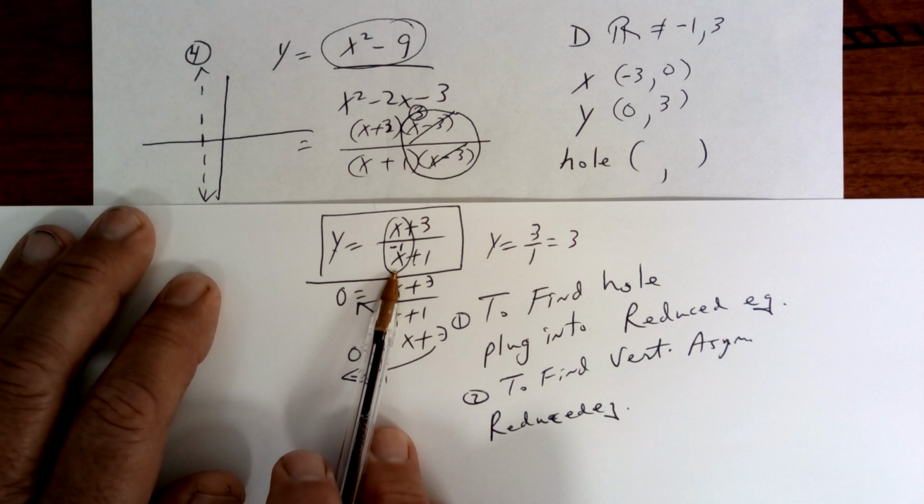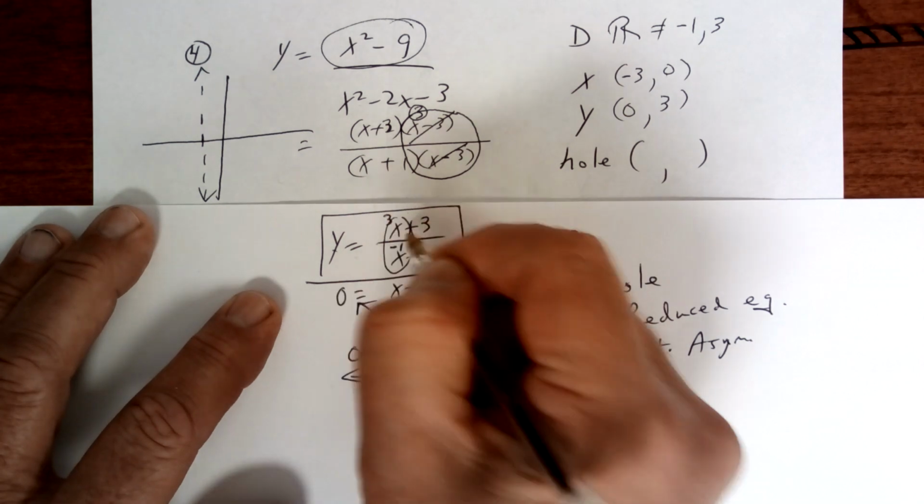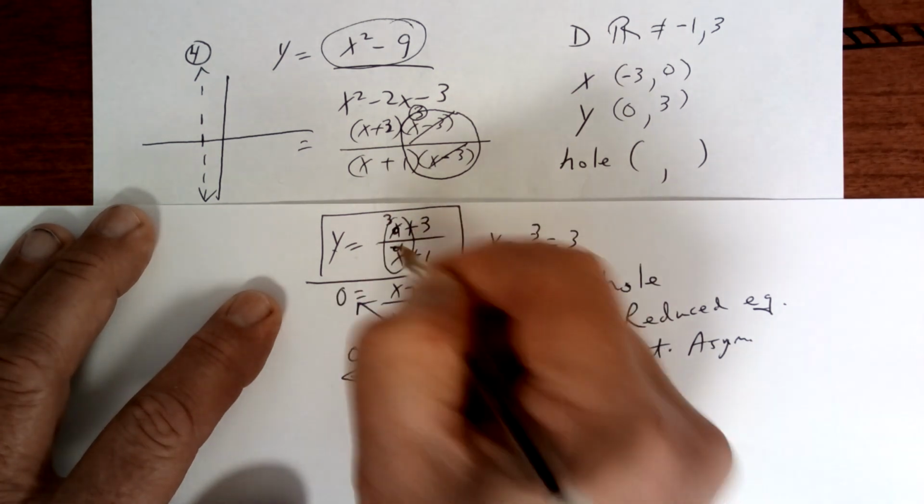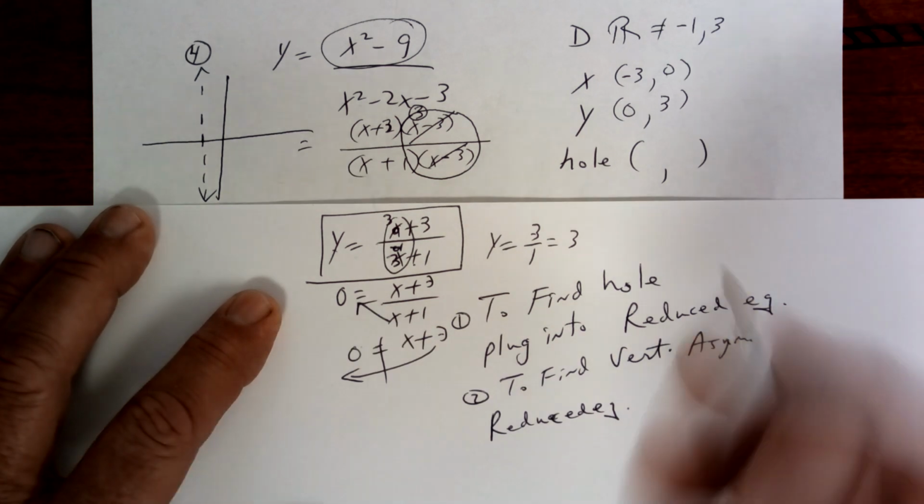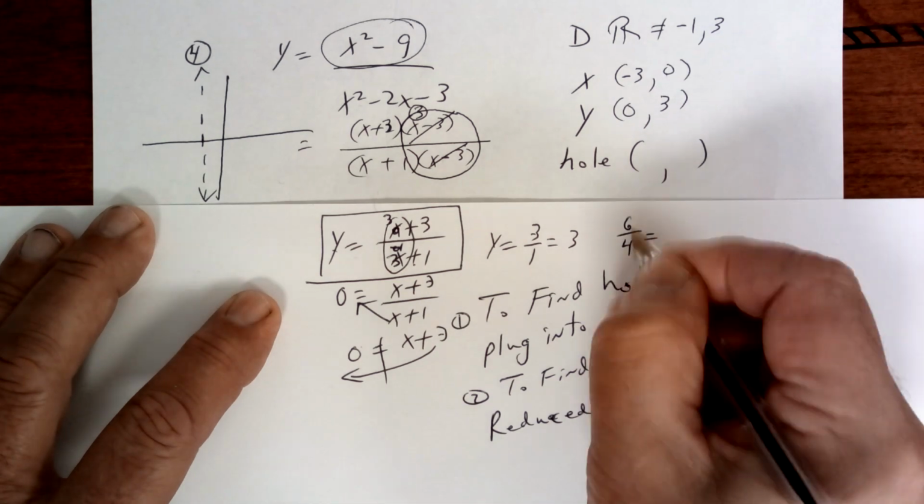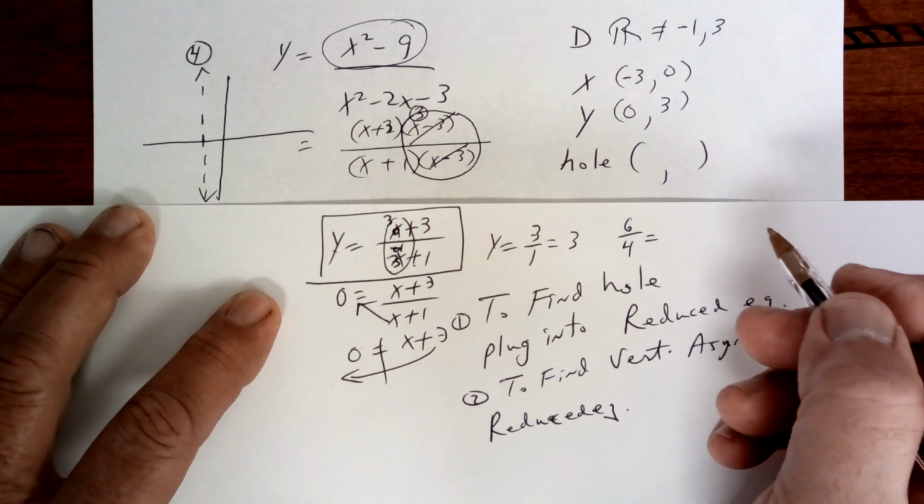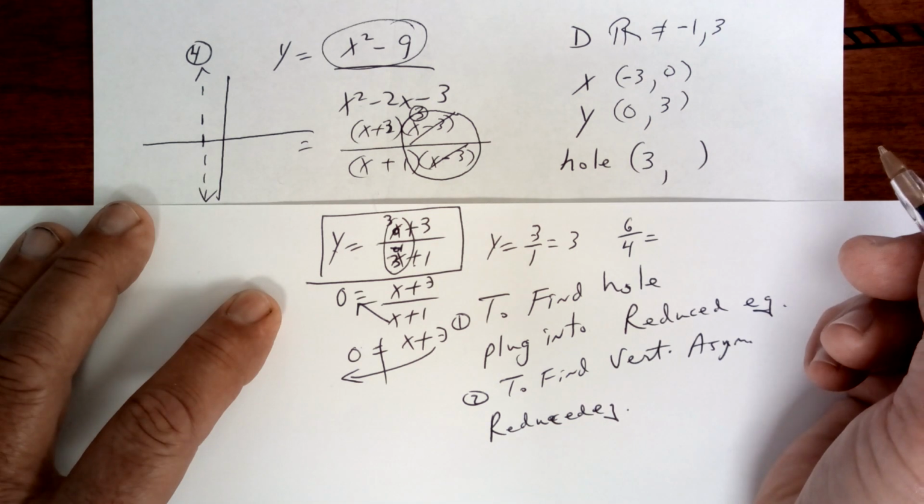And what we're going to do to find the hole, we're going to put 3 up here. So 3 is my x. So what you're going to get up here is 3 plus 3, which is 6. And 3 plus 1 is 4. And 6 over 4 reduces. So the hole is going to be at x equals 3, and this is going to reduce to 3 over 2.